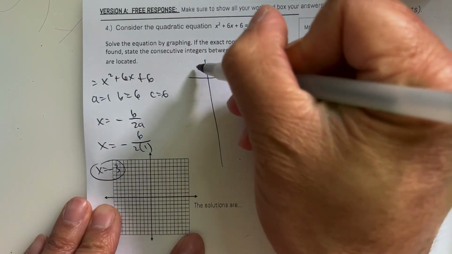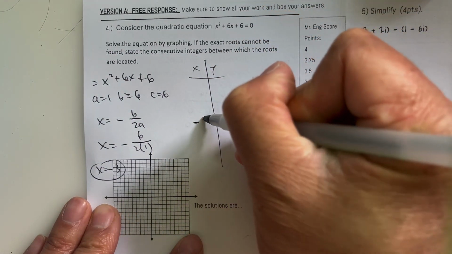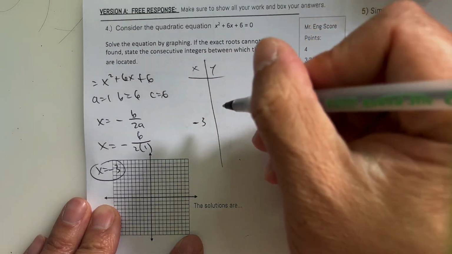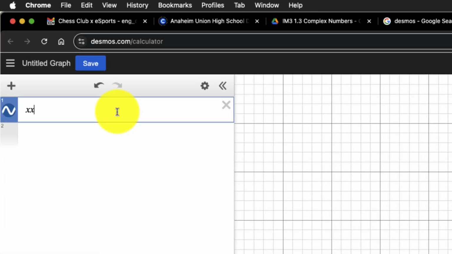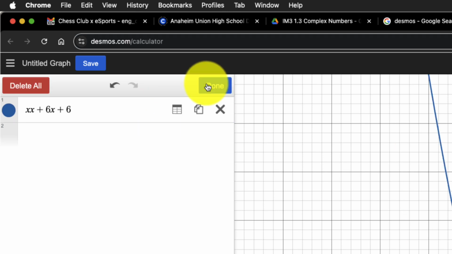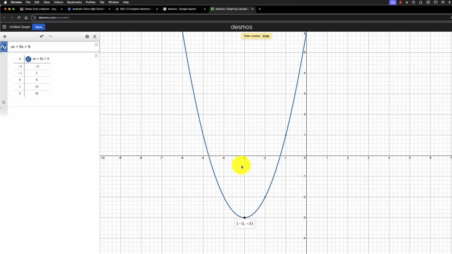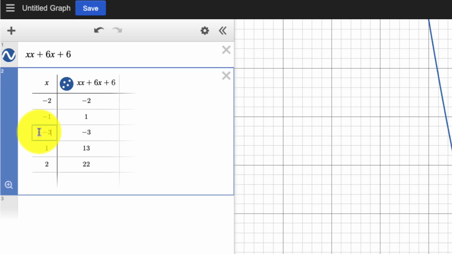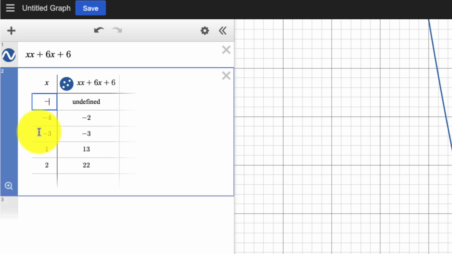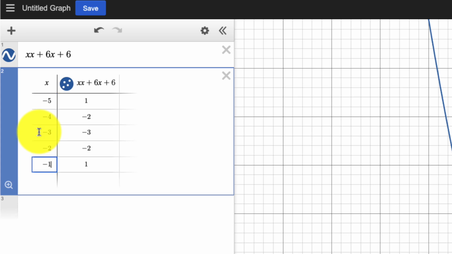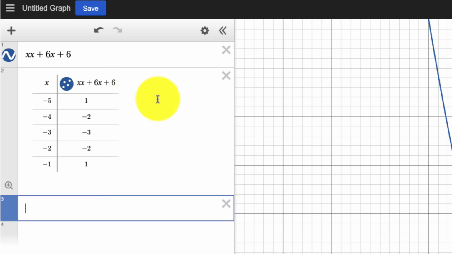So for my table of values, I can start off here at negative 3. I don't have my graphing calculator or scientific, so I'm just going to type in my equation. Here, the icon, table of values, my axis of symmetry. You can also know that that's x equals negative 3. So that's what I'm putting in the middle of my table. Negative 3, negative 4, negative 5, negative 2, and negative 1. Those are the values I'm going to write down on my paper.